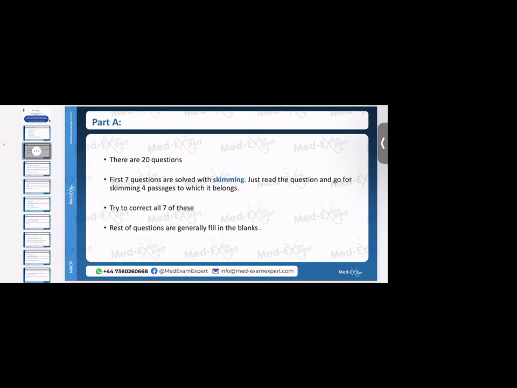Whenever you are going to solve the first 7 questions, in which you have to mention the passage name from which the information has been derived, you just do a superficial reading of that passage, to see whether the recovery time period is given in passage A, passage B or passage C. You can easily identify it by reading the heading or just a few lines from that passage. So you can easily get an idea. Okay, so this is what skimming actually is.